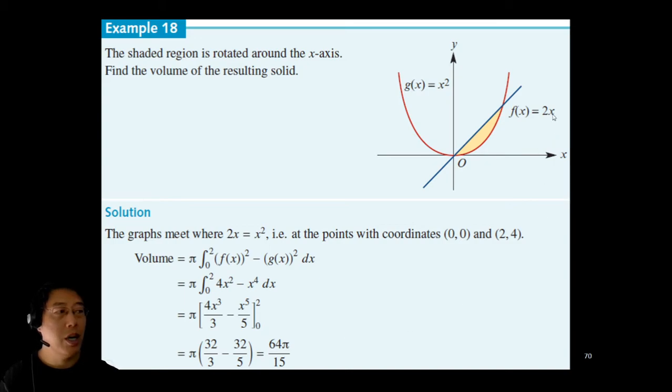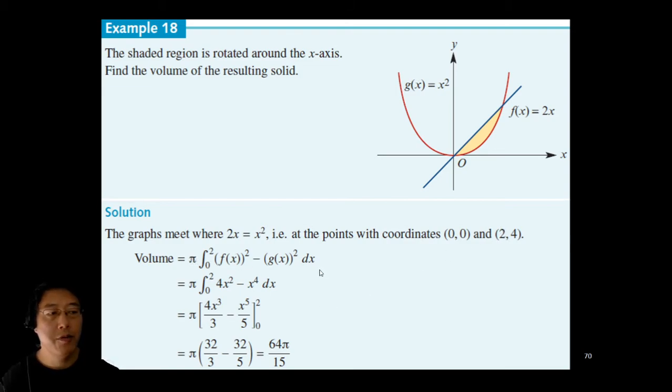Another one, so you have f of x is 2x, which is above g of x, which is x squared, so it's between. You need to find the interval, so you make the two functions equal. That gives you an interval from 0 to 2. The corresponding y coordinates are 0 to 4. 0 and 4 could be useful if you're trying to find the volume of revolution around the y-axis. You will need the y coordinates. Here we're using the x coordinates, which is 0 and 2.